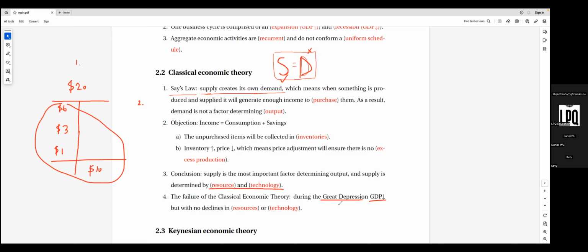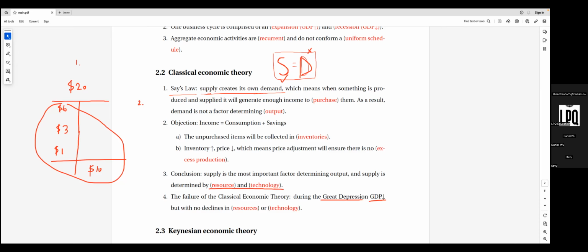So based on classical theory, if GDP decreases, that must be caused by either declining resources or declining technology. But the truth is, we never had a decline in resources and technology in the 1930s. So it turns out the economic theories are wrong. My question for you is: why are the classical theories wrong?